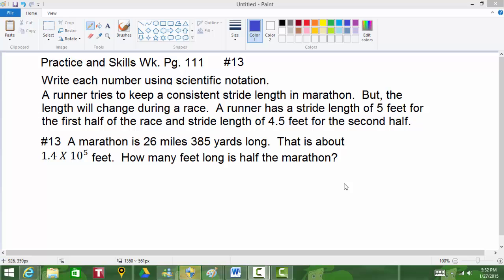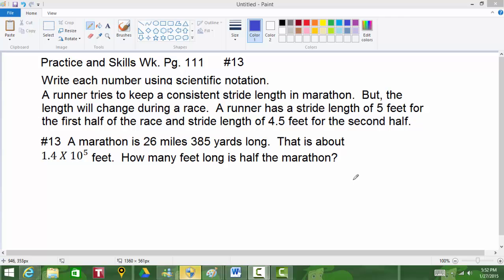A runner tries to keep a consistent stride length in a marathon, but the length will change during a race. A runner has a stride of 5 feet for the first half of the race and a stride length of 4.5 feet for the second half. Question on 13. A marathon is 26 miles, 385 yards long. That is about 1.4 times 10 to the 5th feet. How many feet long is a half marathon?